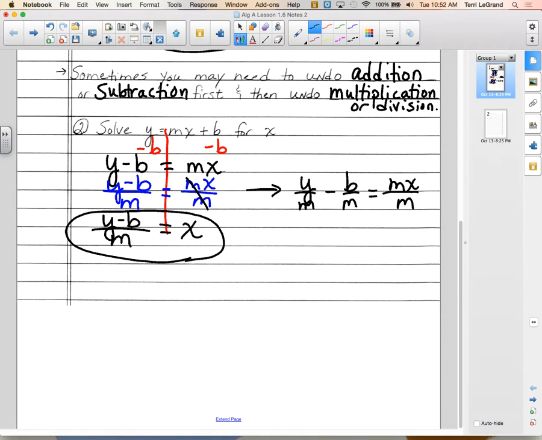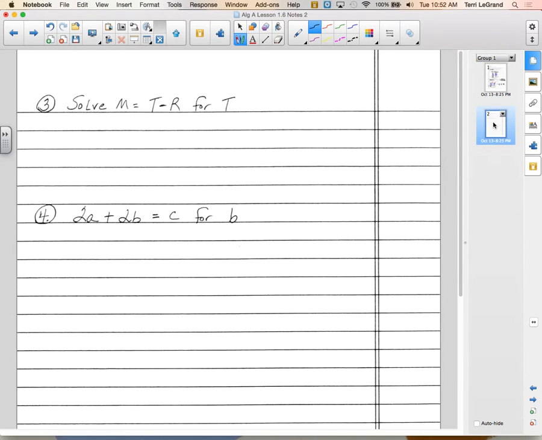Okay, now let's go to the back and see what we have to do back there. Okay. Oh my goodness, what do you think? Number 3, solve m equals t minus r for t.